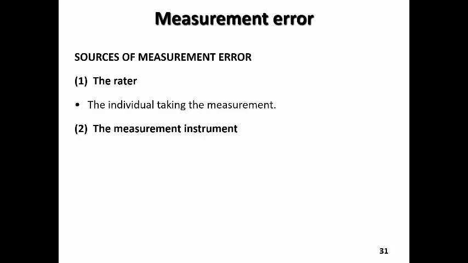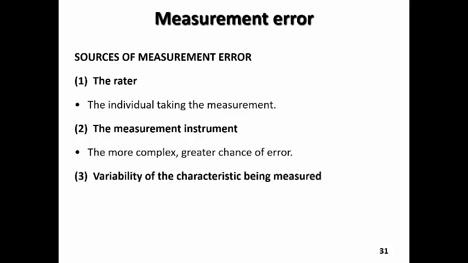The second is the actual tool used to measure some variable of interest. And typically, measurement instruments that are more complex, that have multiple steps or moving parts, if you will, do run the risk of increasing the variability that can be obtained measurement to measurement.